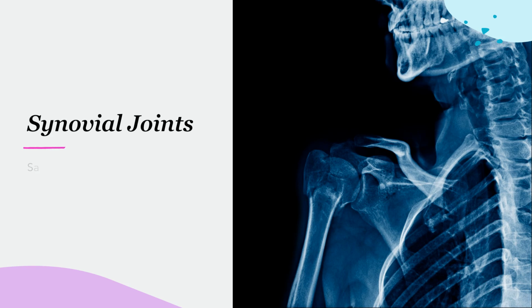Today we're going to talk about synovial joints. Now, synovial joints are the most common and most mobile type of joints found in the human body. They are really important for allowing a wide range of movements, making them essential for everyday activities and athletic performance. Now, synovial joints are characterized by having a synovial cavity, which is filled with synovial fluid, a lubricant that reduces friction between the bones during movement.